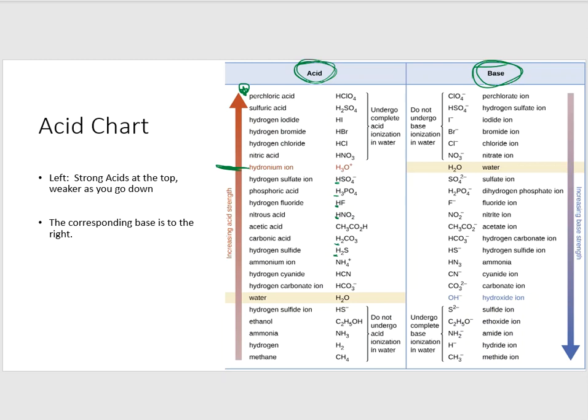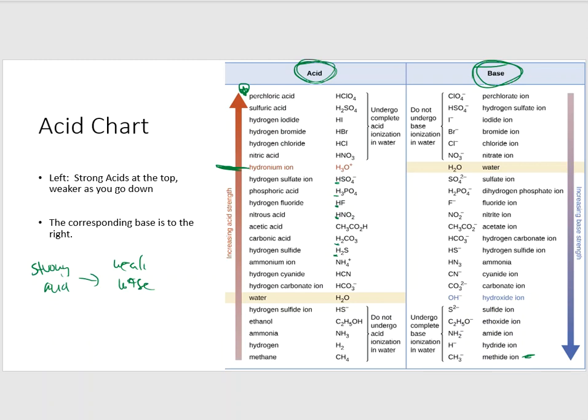Over here to the right-hand side, they're doing the same thing. But if you look at the way this is organized, it says over here, increasing base strength. And it looks like our strongest bases are down here at the bottom, and they get weaker and weaker and weaker as we go up. All right, so this goes back to the whole conception that a strong acid makes a weak base. And that's why this table is organized the way that it is.